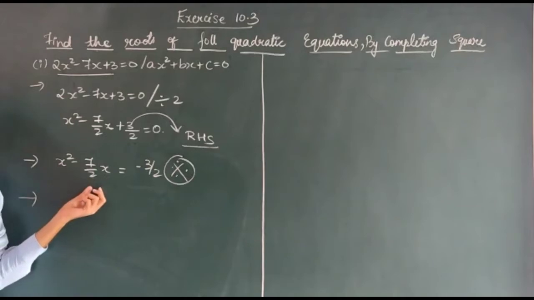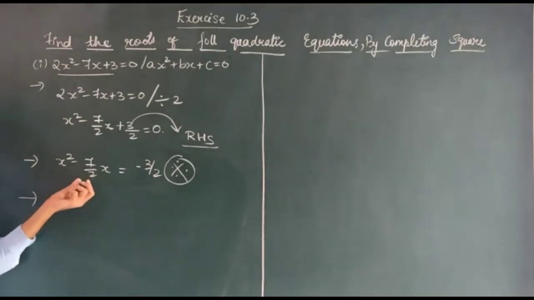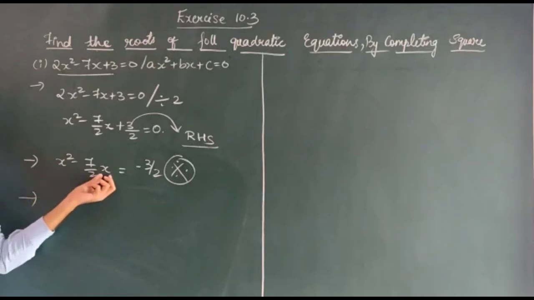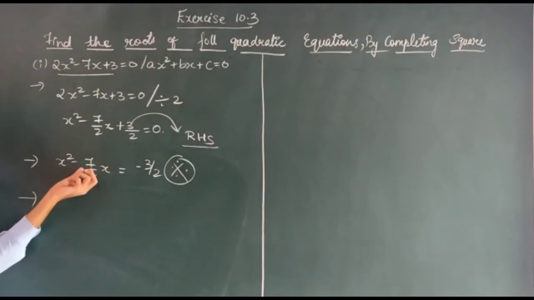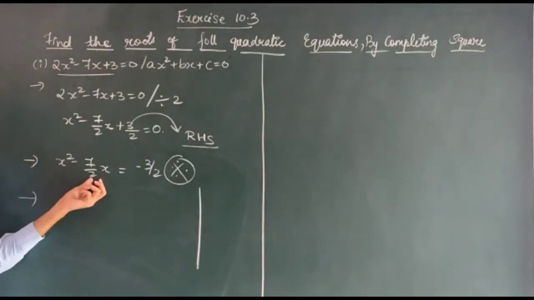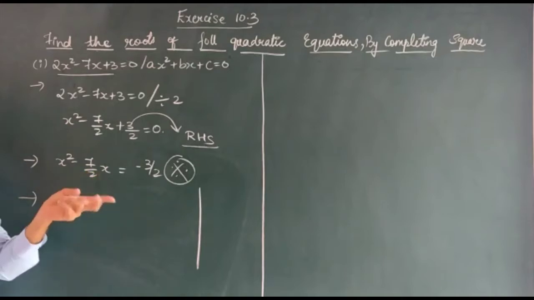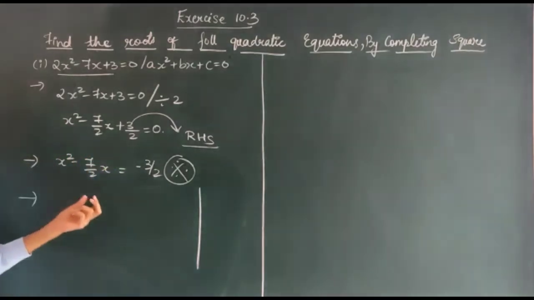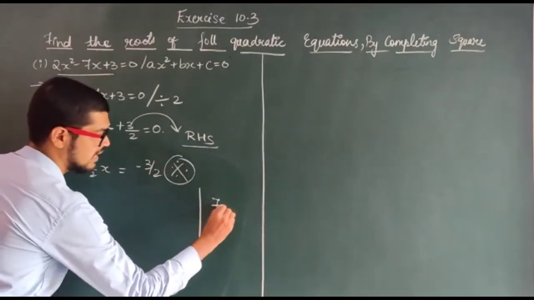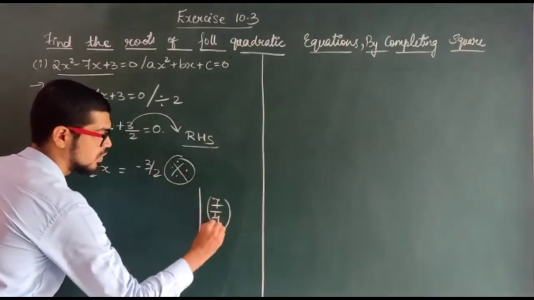Here you should focus on the coefficient of x, not on the coefficient of x square. I repeat, focus on the coefficient of x. So what is the coefficient of x here? 7 by 2. Just make half of this coefficient, meaning divide this coefficient by 2. If I divide this coefficient by 2, what will I get? I will get 7 by 4.